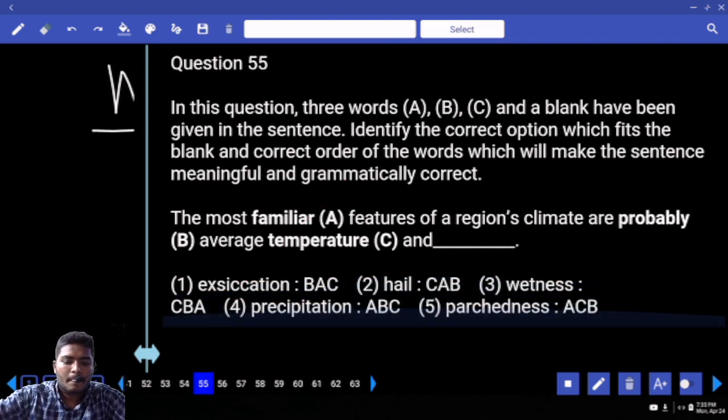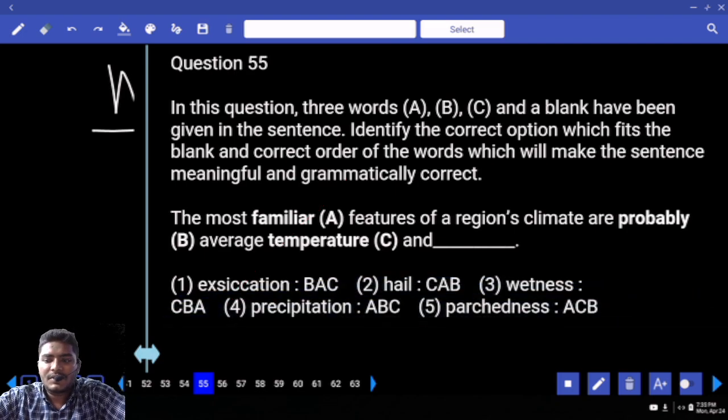Next. The most familiar features of regions' climate are probably average temperature and dash.